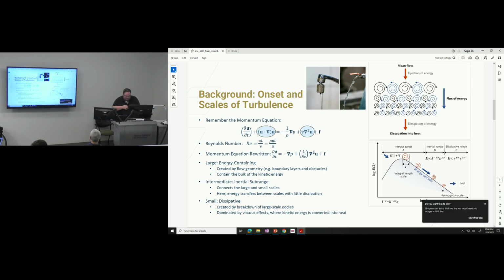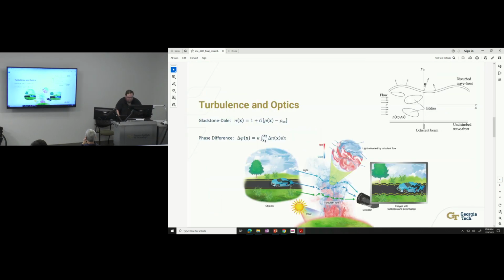So the chart on the bottom right plots the log of the wave number k, where k is the inverse of the length scale, and the log of the kinetic energy over these 3 ranges. So you can see how the kinetic energy drops off. Let's see if I can get to the next page.